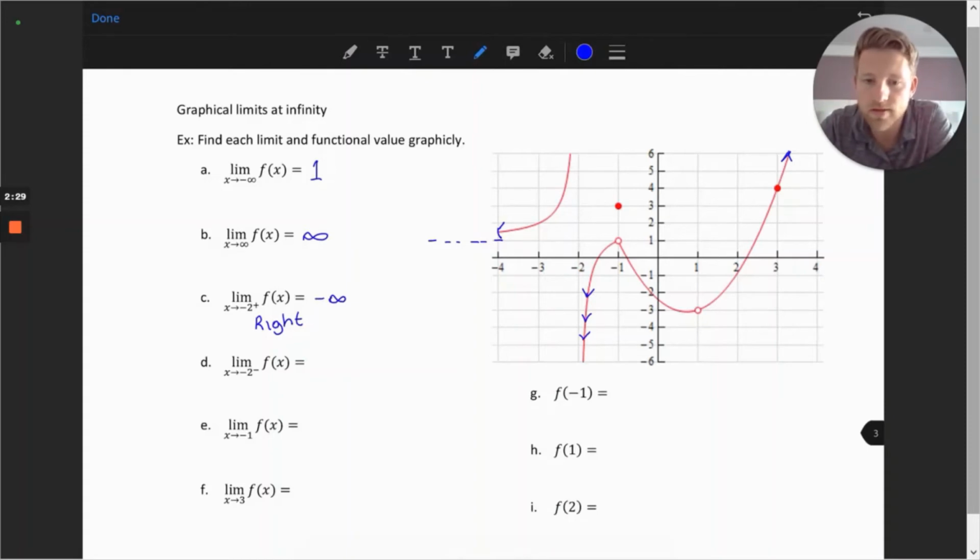If we approach that same value from the left side, this would be the left-hand endpoint in our limit in part D, the limit as x approaches negative 2 from the left. We would see that the function is going in the opposite direction. This is going to positive infinity.